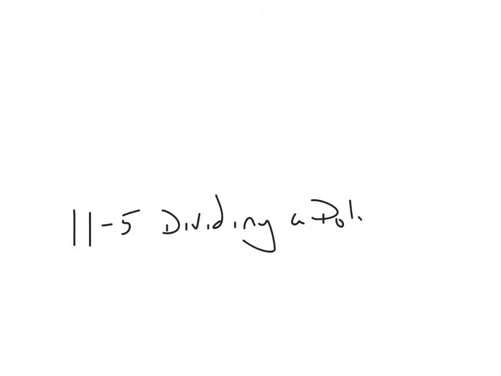So again, we are in chapter 11, section 5, and this is dividing a polynomial by a monomial.